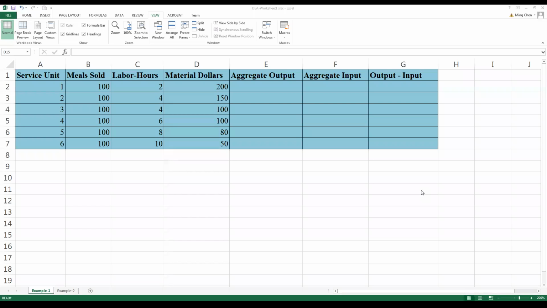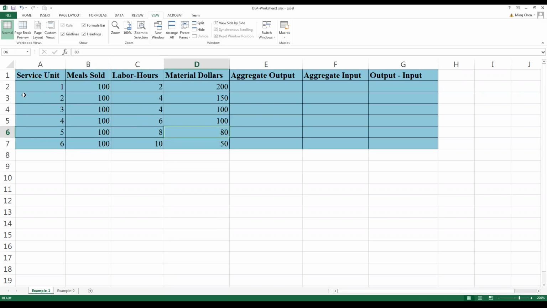So this is the same example. A fast food restaurant with 6 different service units. Output is the meals sold, and I have 2 kinds of input: labor hours and material dollars. This is just given information. So how do we do it?